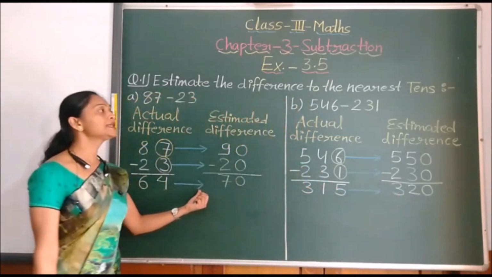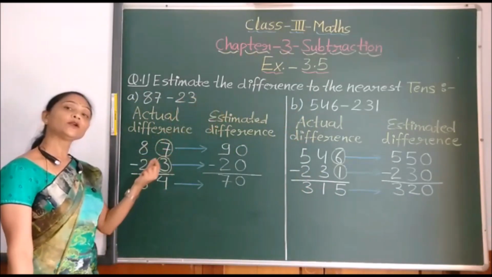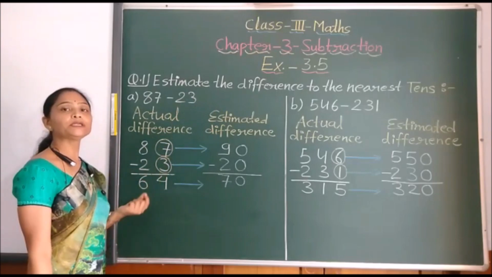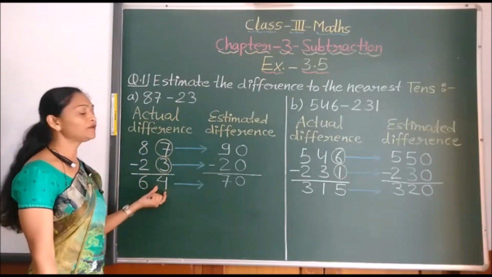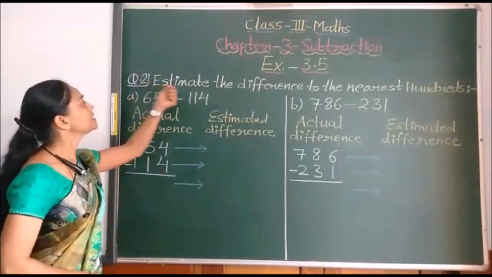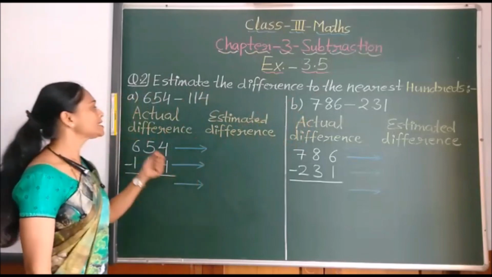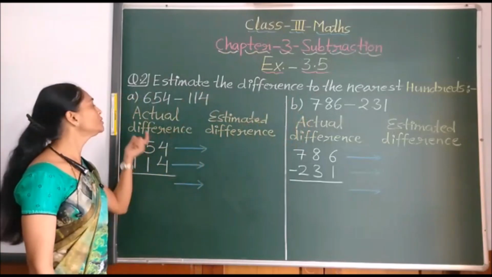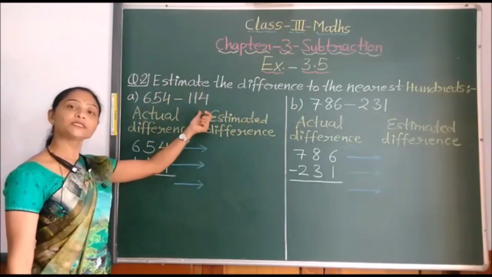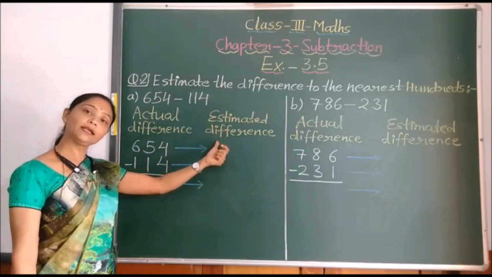So children, we have seen we may estimate the difference very easily if we know how to round off the number to the nearest tens. Now we will see the next question. Let's see now question number 2. Estimate the difference to the nearest 100. As we did for tens, now we have to round both the numbers to the nearest 100 and then find the estimated difference.